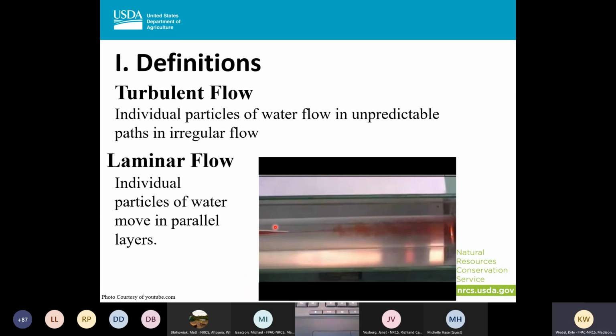Laminar flow is when individual particles move in parallel layers. Here you see a clear tube where the water is moving from left to right, and inside they inserted another tube that's discharging water at the same rate with a red dye in it. Initially, when it comes out of this tube, it's a nice parallel line. That's laminar flow. Then it starts going all over the place. That's turbulent flow, and it's unpredictable.